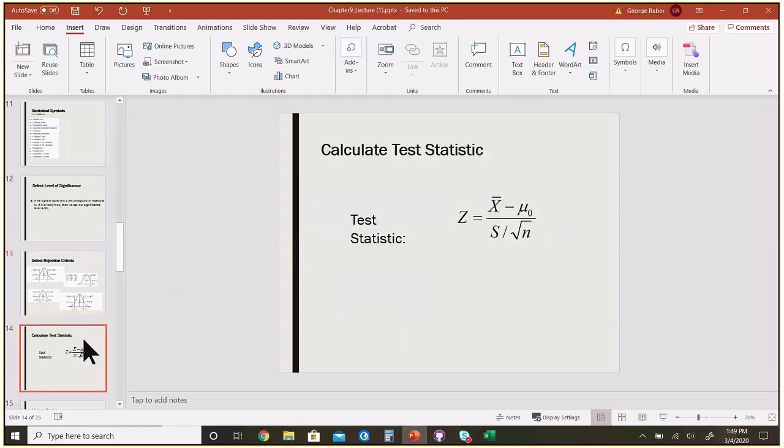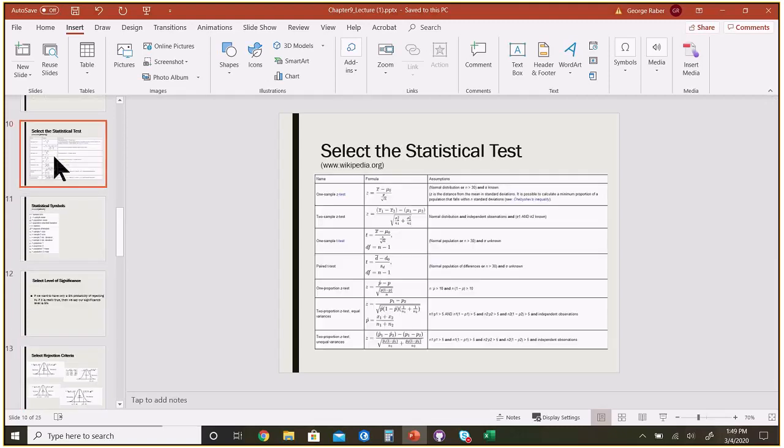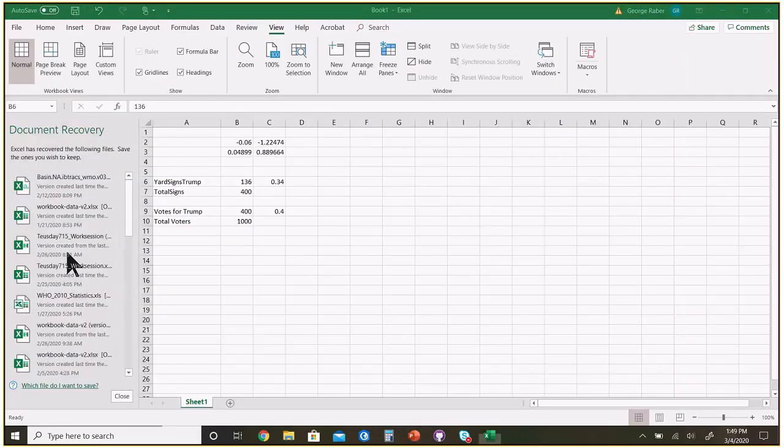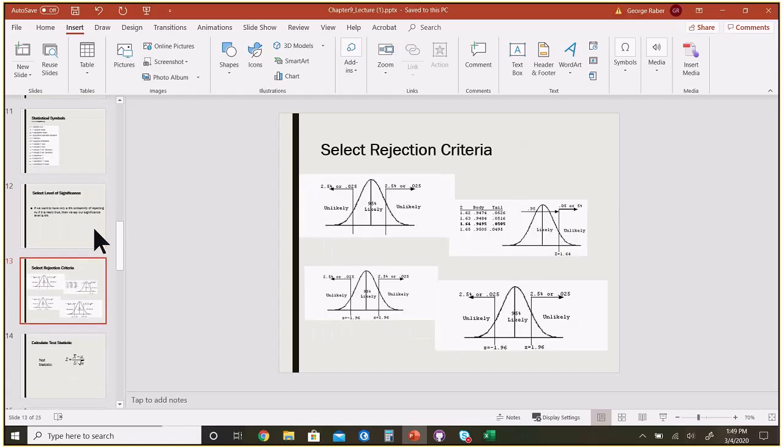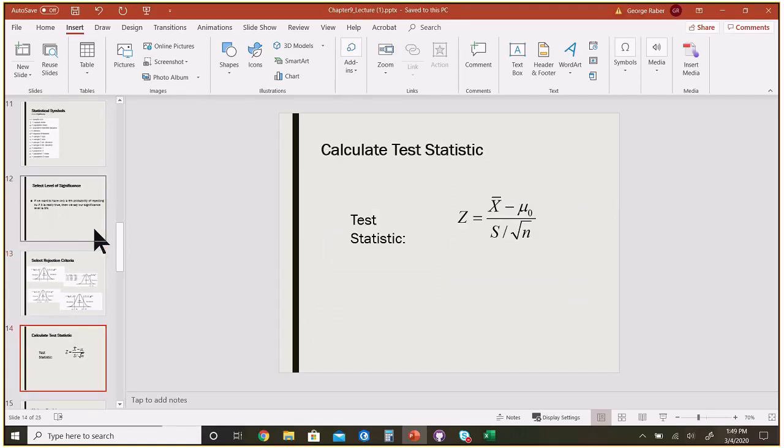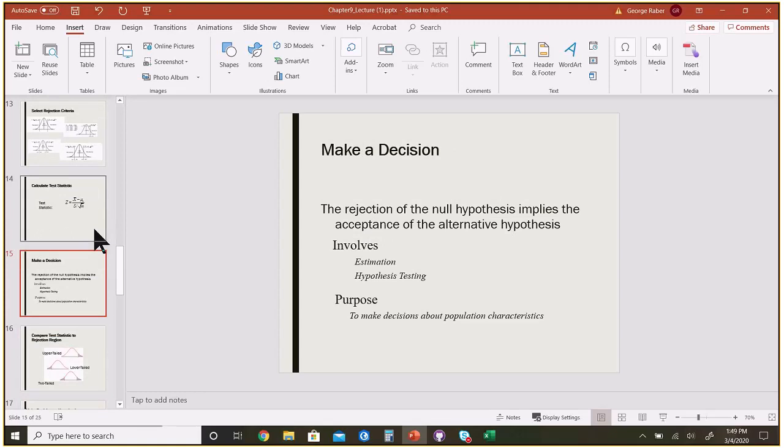Okay. All right, so you're always going to be calculating your test statistic for all the ones that we're going to talk about in this chapter. It's either a Z or a T test statistic, which are both either the normal distribution or very similar to the normal distribution. So once you get a p-value, you compare it and you make a decision. You decide to reject or accept the alternative hypothesis. Okay.